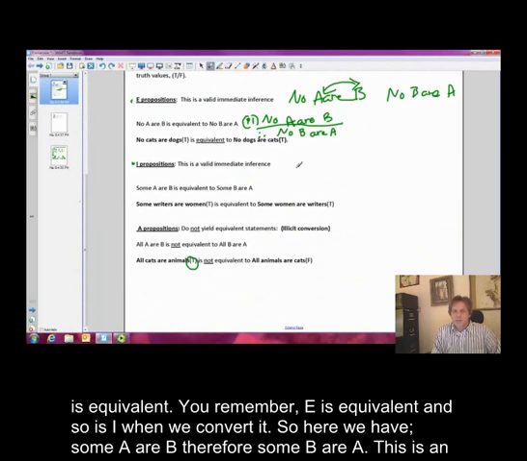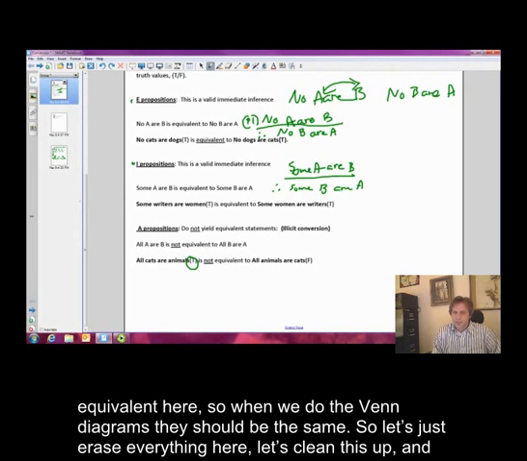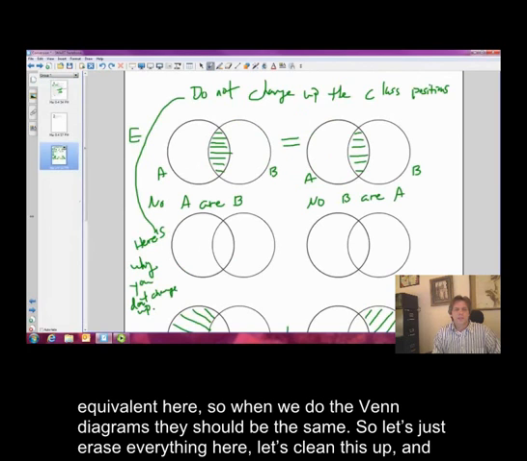So here we have some A are B, therefore some B are A. Okay, this is an immediate inference, and here's why. Some writers are women. Is that true? Yes. Some women are writers. That's true also. So it's equivalent here, so when we do the Venn diagrams, they should be the same.